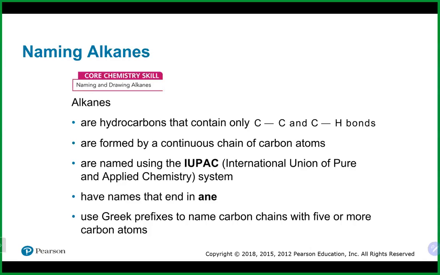Hydrocarbons that contain only carbon-carbon single bonds and carbon-hydrogen bonds can be formed in a couple ways. They can be a continuous chain where we have just a straight run of carbons that go straight across. This is sometimes referred to as a straight chain. It's basically just one, however long, run of carbons in a row.